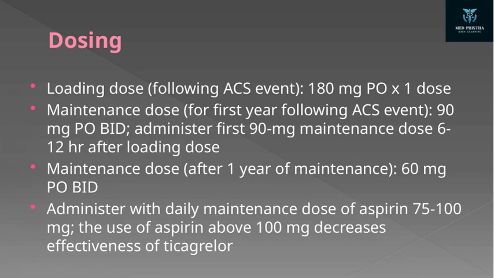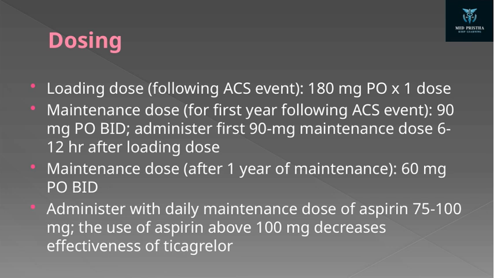Now let's talk about dosing. After a patient experiences an ACS event, the initial step is giving a loading dose of 180 milligrams of Ticagrelor, taken orally, and this is a single dose. This rapid loading helps to quickly inhibit platelets and reduce the risk of subsequent events. Following that, for the first year after the ACS, the maintenance dose is 90 milligrams twice daily.